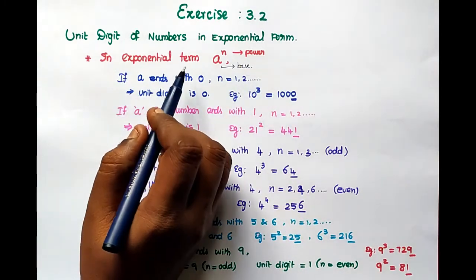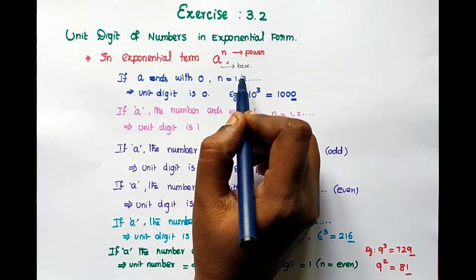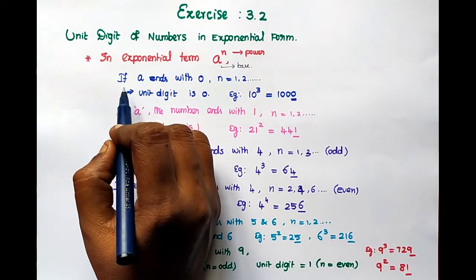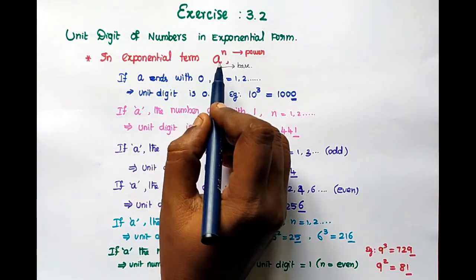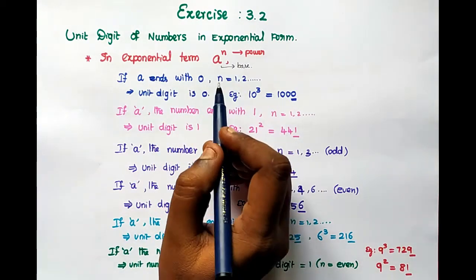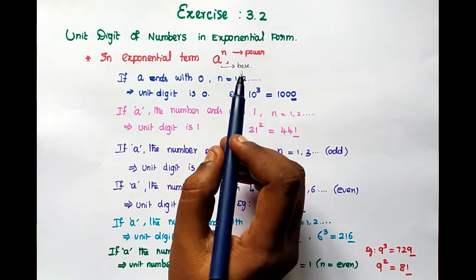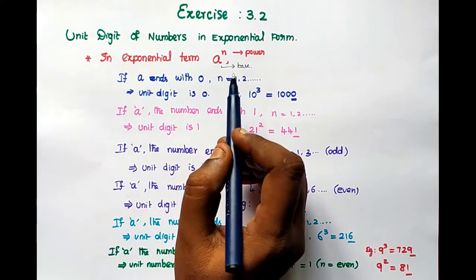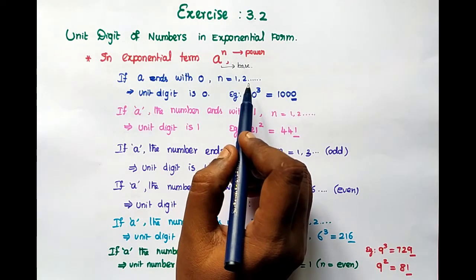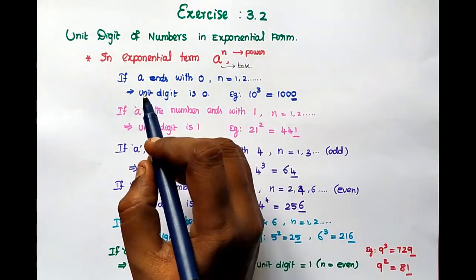Listen, in an exponential term a power n, here n is the power and a is the base. We know that very well. Now, if a, the base, ends with 0, that means 10, 20, 30, the number ends with 0, based on the powers, what should be the unit digit of the result? That is the unit digit of a number.